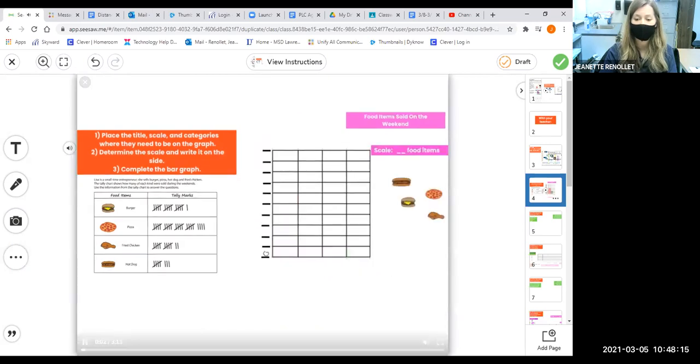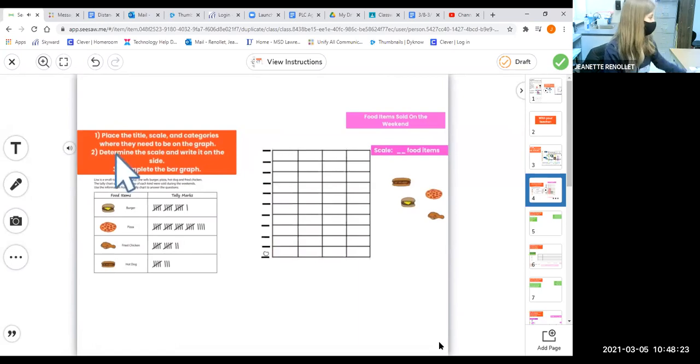Today, we are going to be creating our scaled graphs, focusing on the different parts of a graph and making sure we know where they go. The first thing I'm going to do is place the title, scale, and categories where they need to be on the graph. Here are my categories on the tally chart, and I'm going to make sure that I put these 4 in the same order.